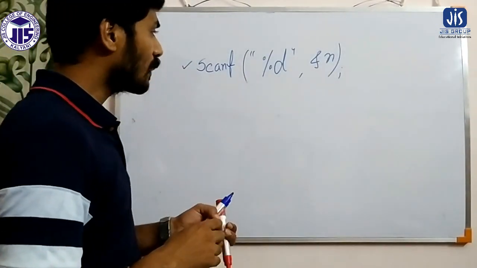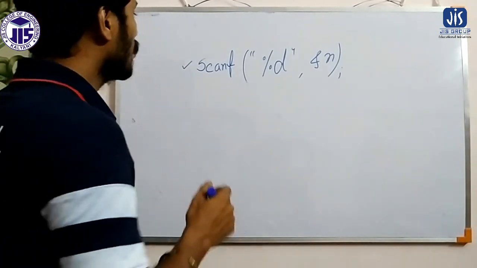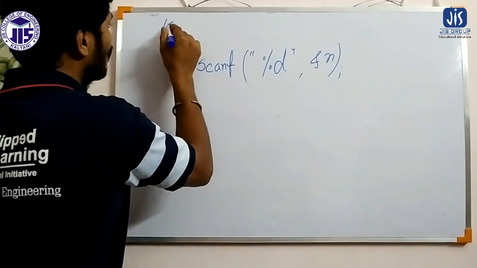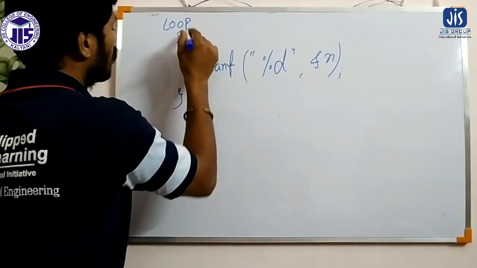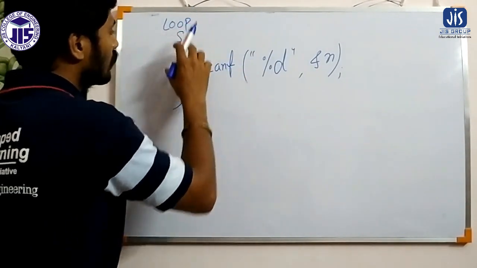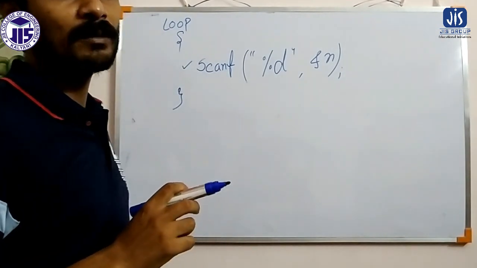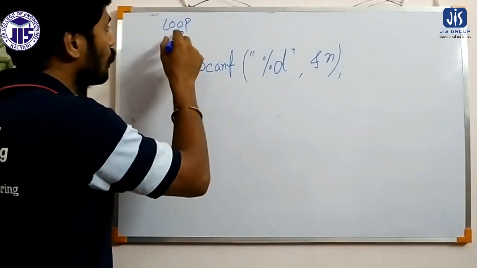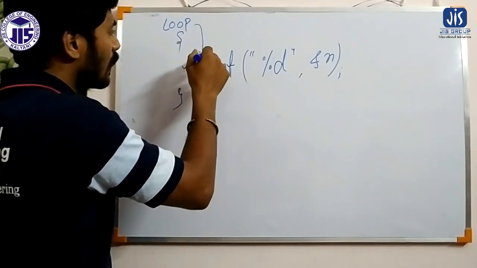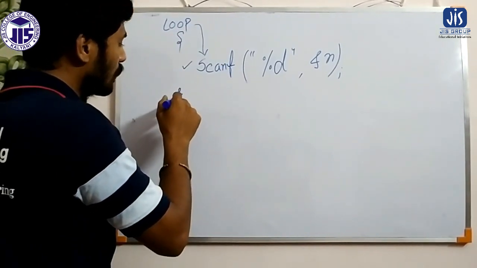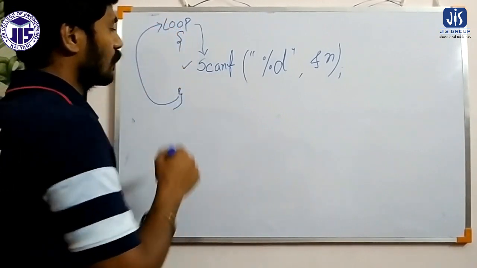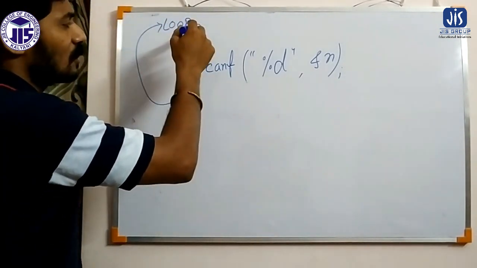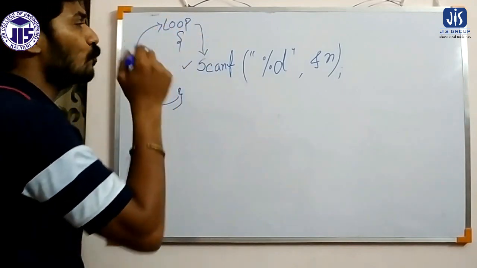So I will write the statement only once. Here I create a loop, and this statement I have written inside the loop. Loop means it will come here, execute the statement, and when it is completed, again it will get back to here. It will start the loop, execute, end, and again start the loop. That is basically called a loop statement.